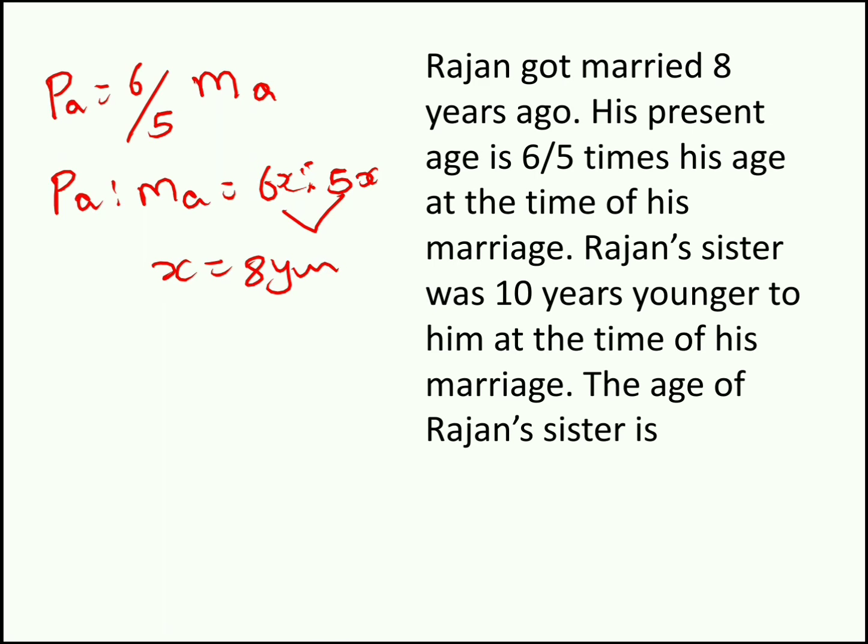So if 1 part is 8 years, what is Rajan's present age, which is 6 parts? So 6 into 8, 48 years. So 48 years is Rajan's present age. So Rajan's age at the time of marriage will be 8 into 5, 40 years.